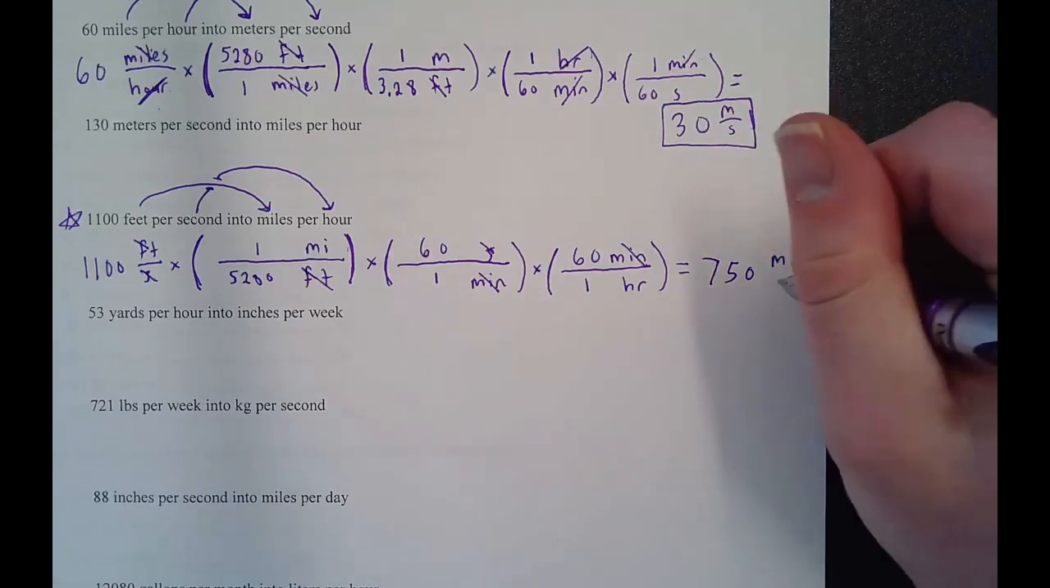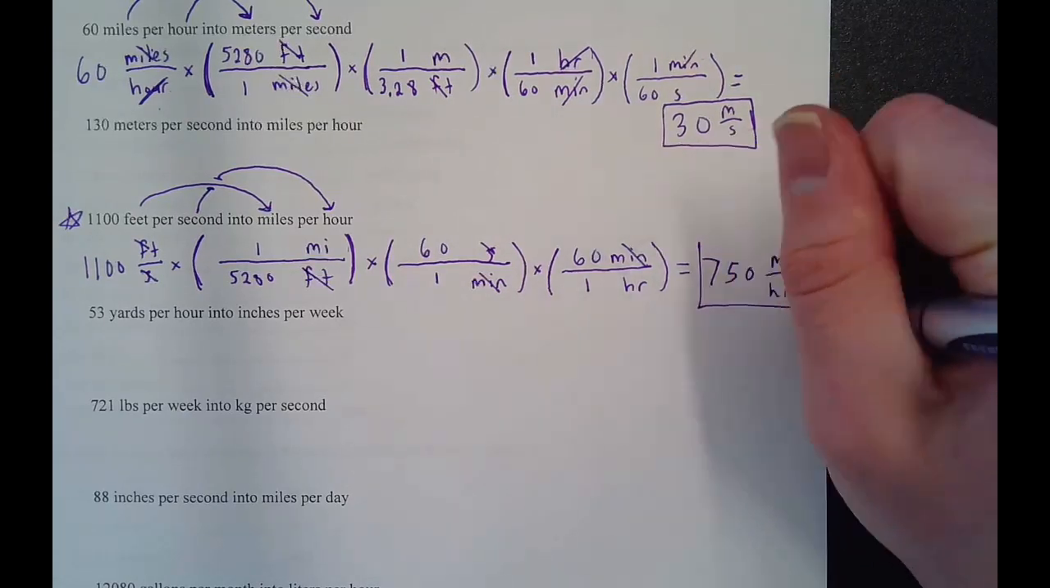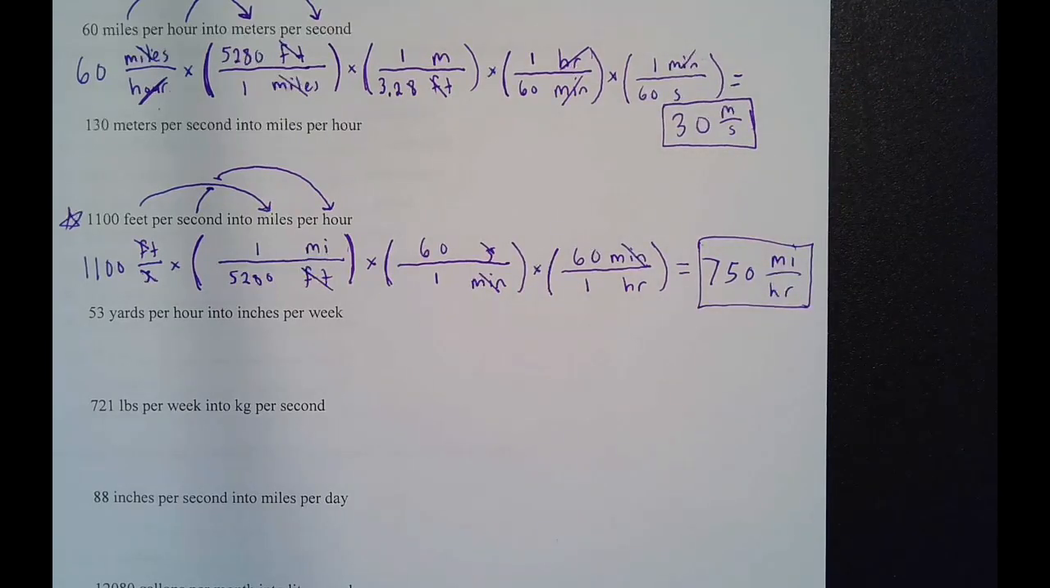So there we go. That is how we do unit conversions. In general, it's always multiplying by these clever forms of 1.